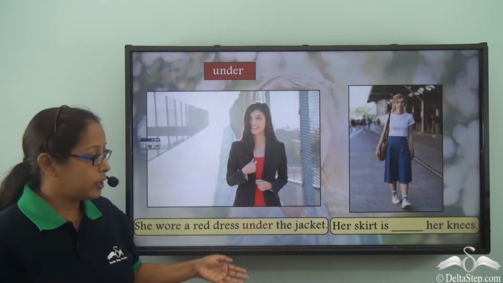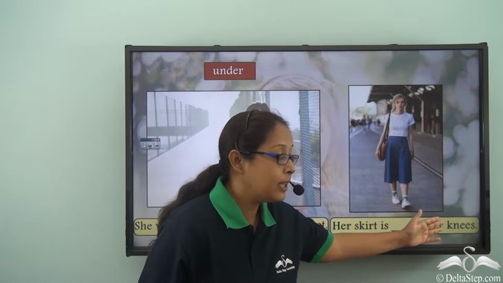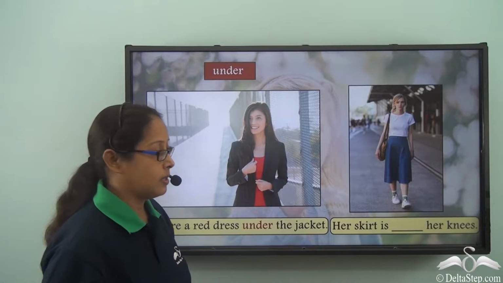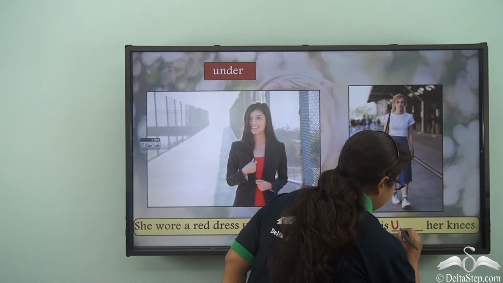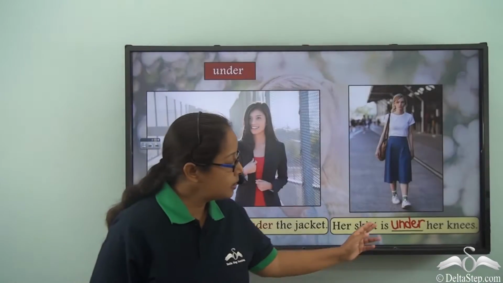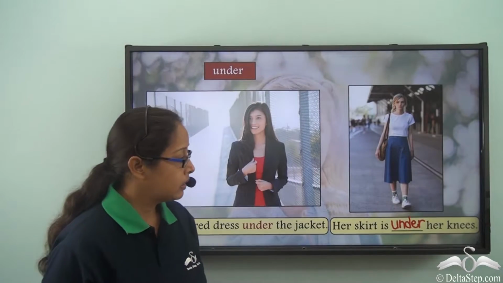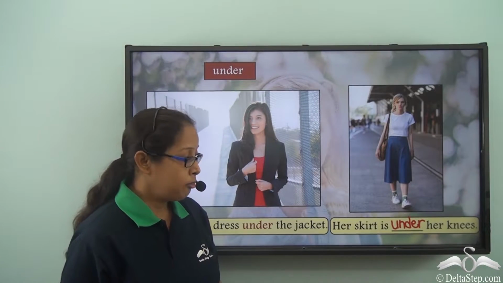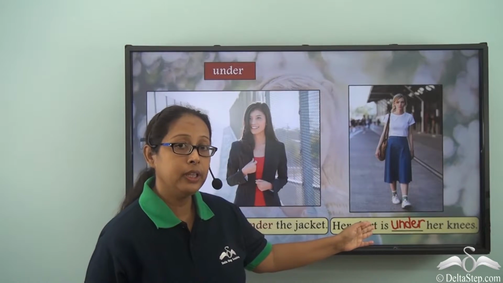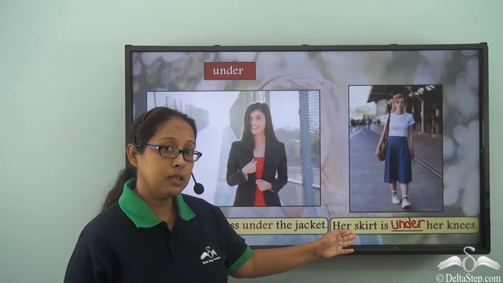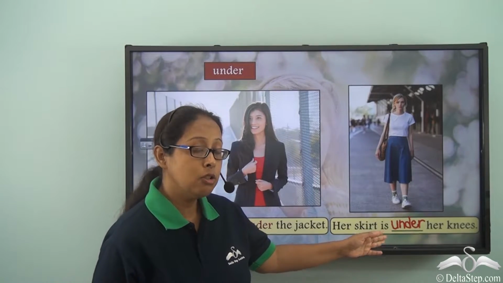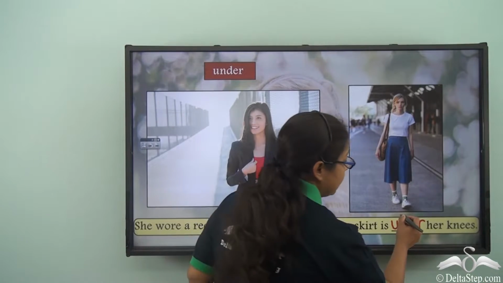There's another sentence over here. Her skirt is dash her knees. Can I write under over here? Let's see. Her skirt is under her knees. Does that sound correct? No. What are we meaning over here? That her knees are covering the skirt. Is that the case? That isn't the correct thing. So, under is not the correct option for this sentence.